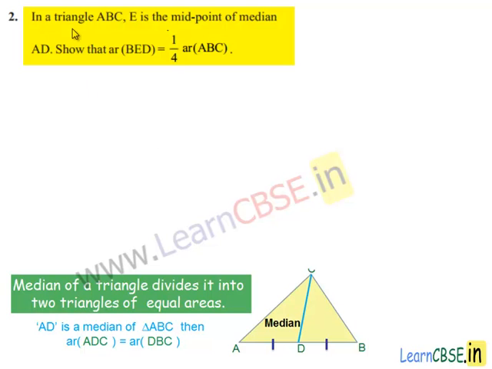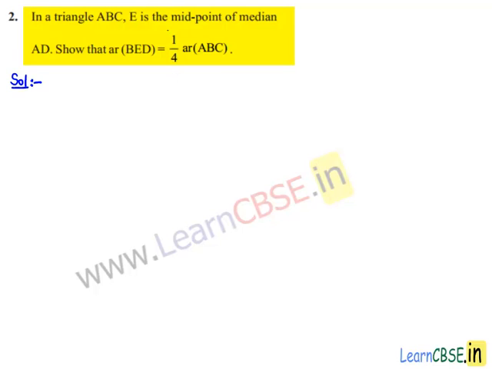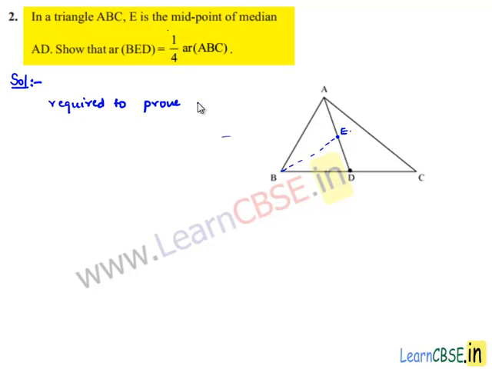Moving on to second question. In triangle ABC, E is the midpoint of median AD. Show that area of BED is equal to 1/4 of area of ABC. Now moving on to the solution. Let us consider triangle ABC with the median AD in it and consider E as midpoint and join BE. Then what we need to show here is area of BED is equal to 1/4 of area of ABC.